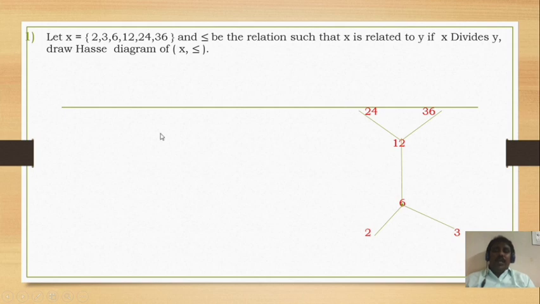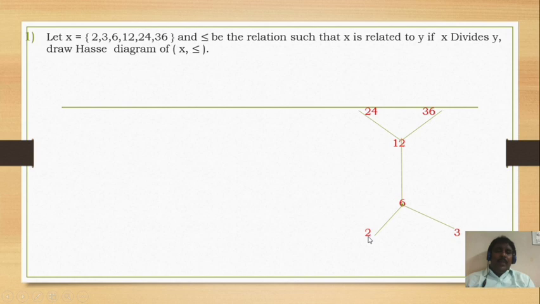So we have to keep in mind that the poset has to satisfy RAT, that is reflexive, antisymmetric, and transitive property, and we have to check the three conditions. Number one is reflexive, so we have to remove the reflexivity, we have to remove the transitivity, we have to remove all the arrows. Then we get the Hasse diagram as follows, and we have to check the condition also: x divides y and it is less than or equal to.